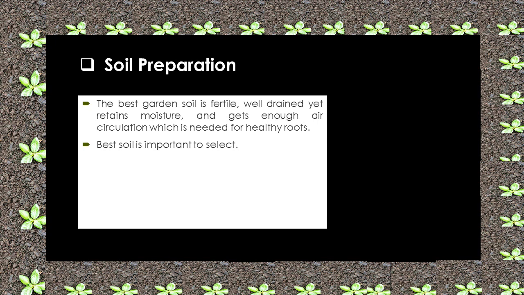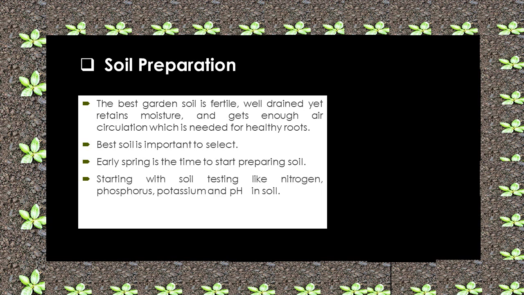Early spring is the time to start preparing your soil, and starting with the soil testing will tell you how much nitrogen, phosphorus, potassium you have in your soil and what the pH is. pH means a measure of acidity or alkalinity present in the soil. From this result, you can tell what soil amendments are needed for the best plant.